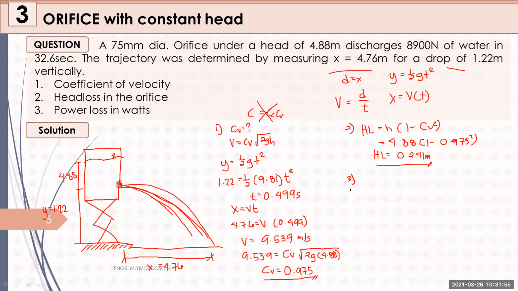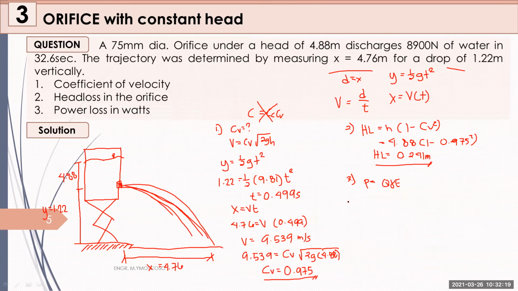Sabi niya dito, power loss in watts. Okay, and you all know that your power formula would be P is equal to Q gamma E. So yung energy dissipated natin is also equal to your head loss. So ano yung magiging value ng Q natin? So take note, you have given there a discharge of 8,900 Newton of water in 32.6 seconds.